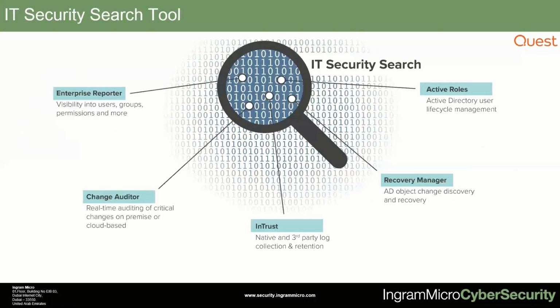Now, this Security Search tool is a free tool. Whenever a user buys Change Auditor, Recovery Manager, InTrust, or Enterprise Reporter, this Security Search tool comes for free. It gets integrated with five of the Quest solutions, and it acts like a Google search. If you want to look for a particular IP address, you just type the IP address in the search toolbar, and it will give you all the events related to that IP address. Same goes with users.